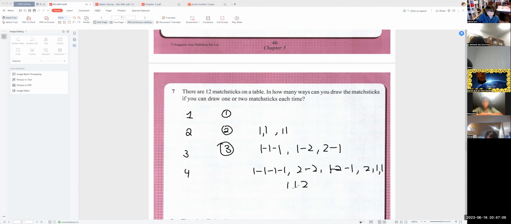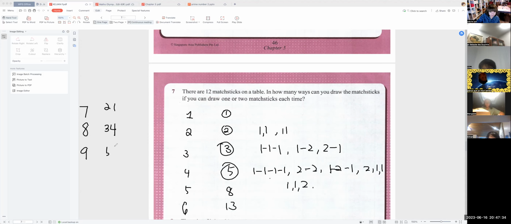1, 1, 2, correct? So 1, 2, 3, 4, 5 different ways. And you're going to realize that a lot of it is just a Fibonacci sequence, right? So 5 is going to be 8, and 6 is going to be 13 ways, and 7 matches 21, and 8 matches 34, and 9 matches 55, and 10 matches 89, and 11 matches 144, and 12 matches 233.